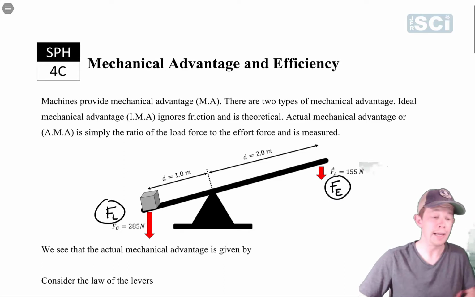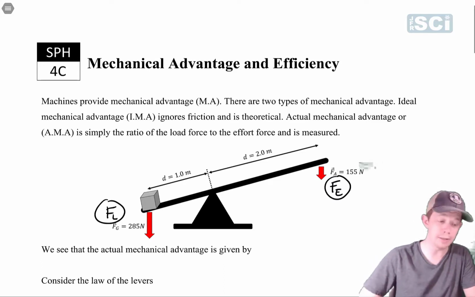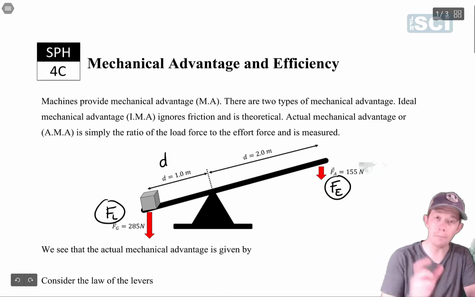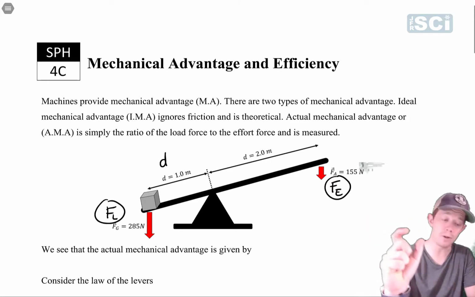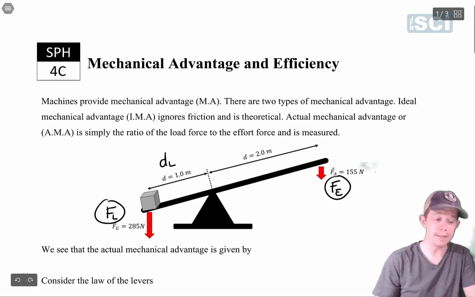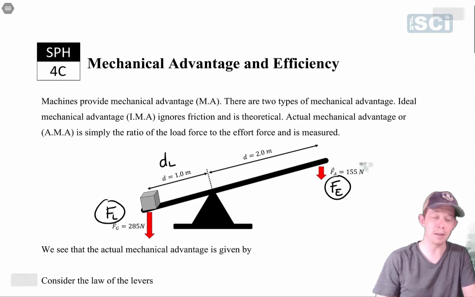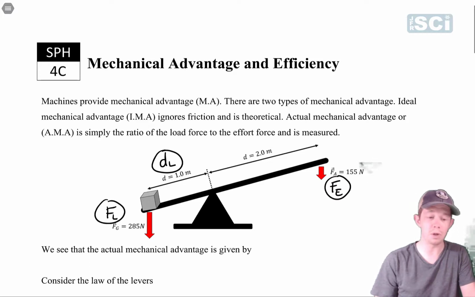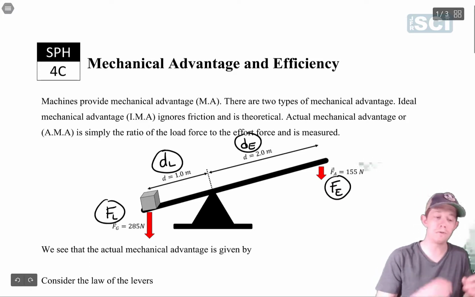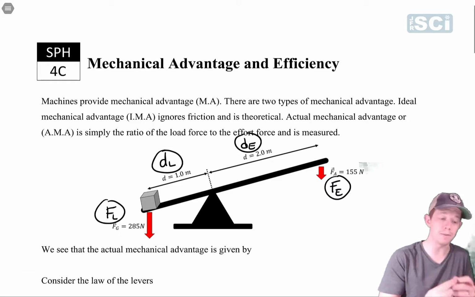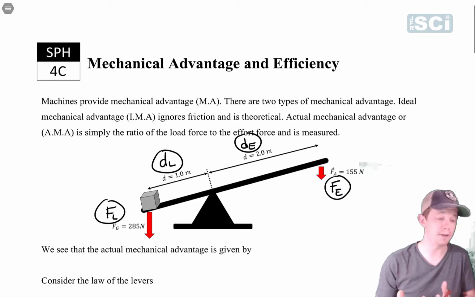Now, because we're dealing with a lever, there is an arm length from the fulcrum to the load and the fulcrum to where my effort is, and we'll call the distance between the fulcrum and my load dL. And we'll call the distance between the fulcrum and the effort dE. And we're going to use those four definitions of lengths or forces to help us define mechanical advantage.